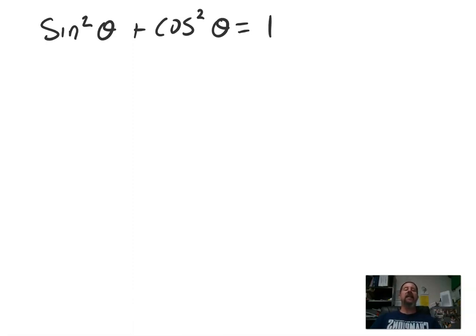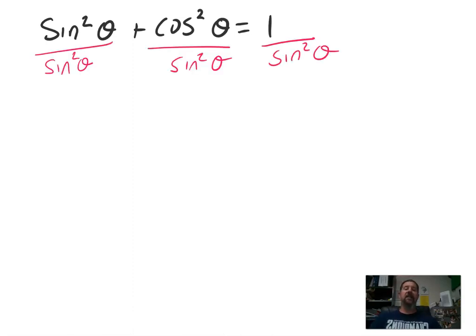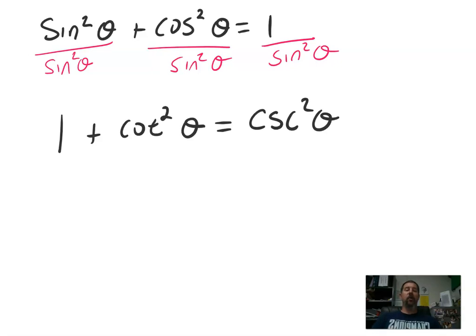If I take sine squared plus cosine squared equals 1, and I divide everything by sine squared. Okay, in the front, sine squared divided by sine squared is going to give us 1. Cosine over sine is cotangent, and 1 over sine is cosecant. So this gives a new Pythagorean identity: 1 plus cotangent squared theta equals cosecant squared theta. So you need to know that, or again, know how to find it the way I just did right there.